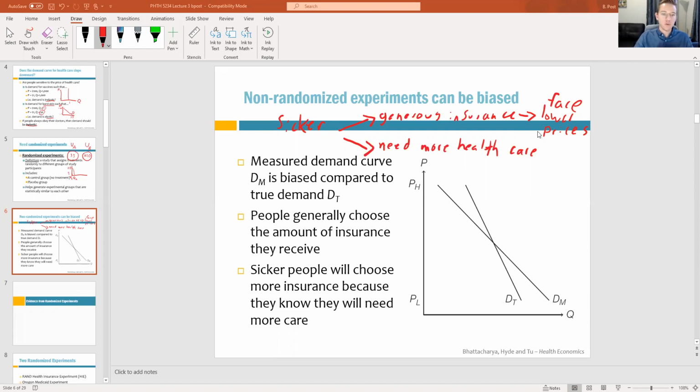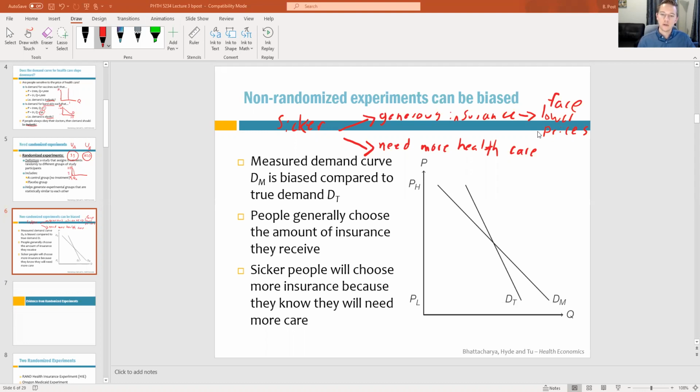Now, on the other hand, if you are generally a healthier person, you are going to do two things. You're going to use less healthcare because you're healthier, and because you're healthier, you're not going to choose as generous of insurance. So this is why we have a problem when we use empirical prices to try to figure out a demand curve for healthcare. Since people face all of these different levels of prices, it's confounded by the type of insurance that you have.